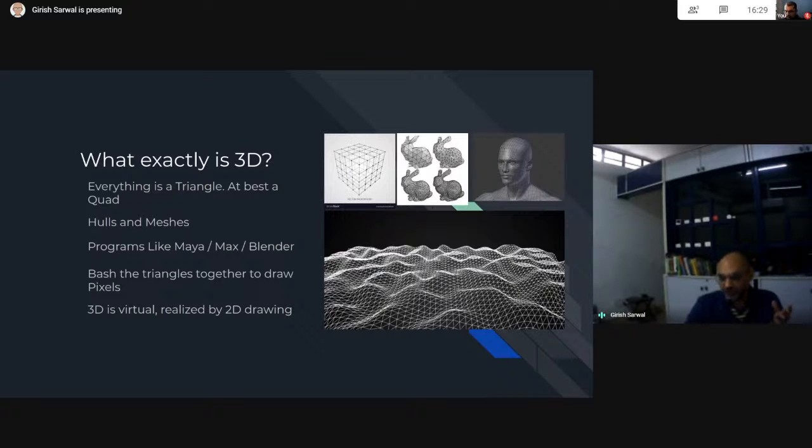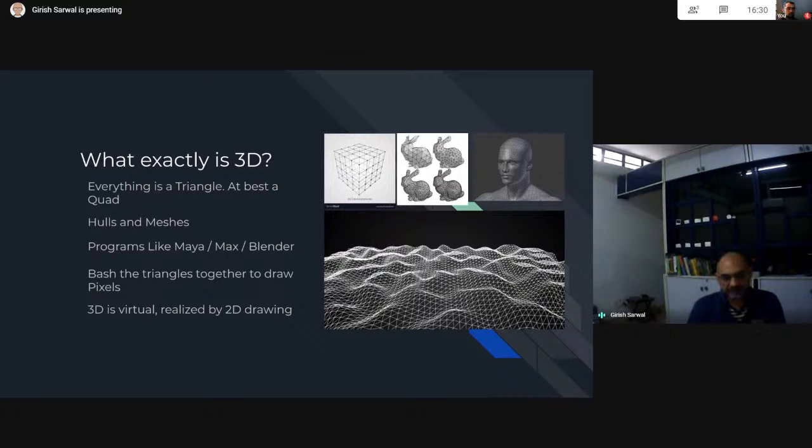The artist actually draws, but the file that comes out of that program is nothing but a long list of triangles that game programmers consume to load up things on the screen. As game programmers, our job really is to bash all these triangles together to draw these vertices on the screen. And the way it happens is using the graphics pipeline. We'll come to that in a moment.